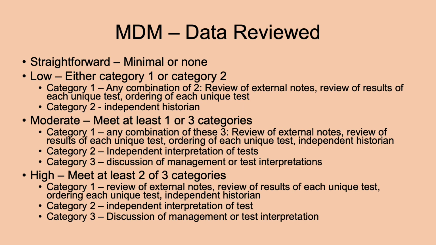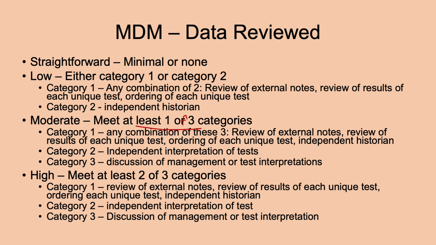So let's move on to the next element, data reviewed. Amount and complexity of data to be reviewed and analyzed. So you have straightforward, minimal, or none. Well, that's not the case. Low, you have either category 1 or category 2. Category 1, any combination of review of external notes, review of results of each unique test, ordering each unique test. Category 2, independent historian.